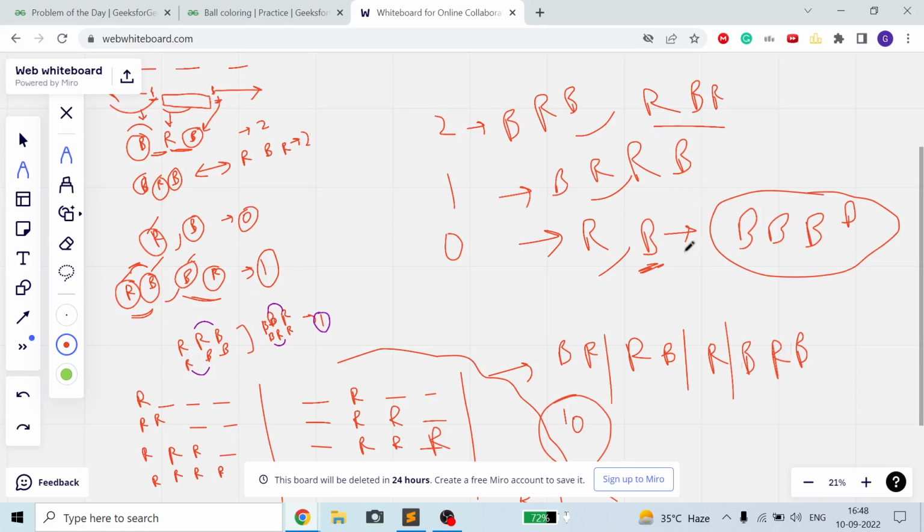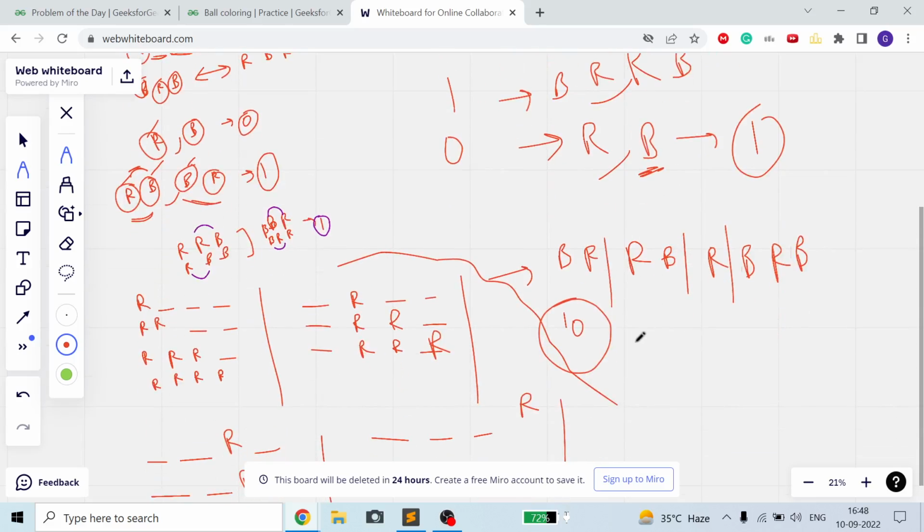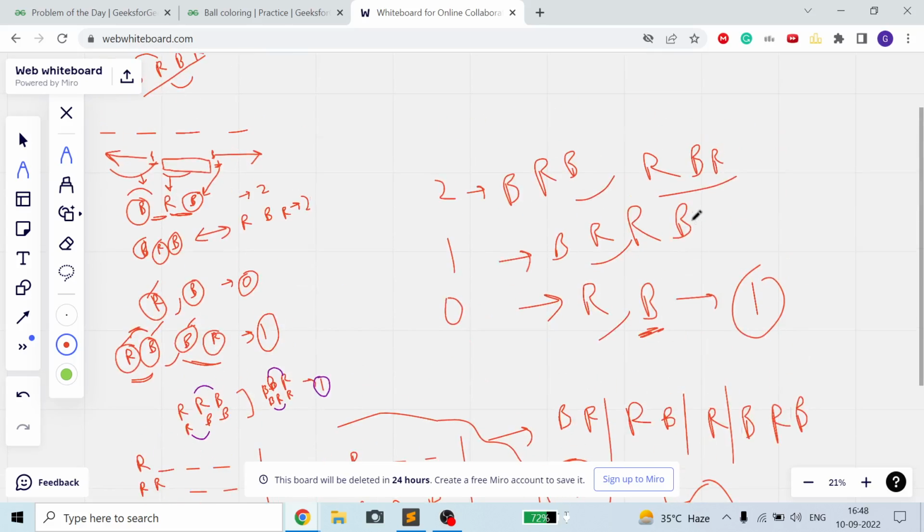Okay guys, so for all B my answer will be 1. So I can say R segment plus R continuous segment plus all B segment. One case is left, RBR.